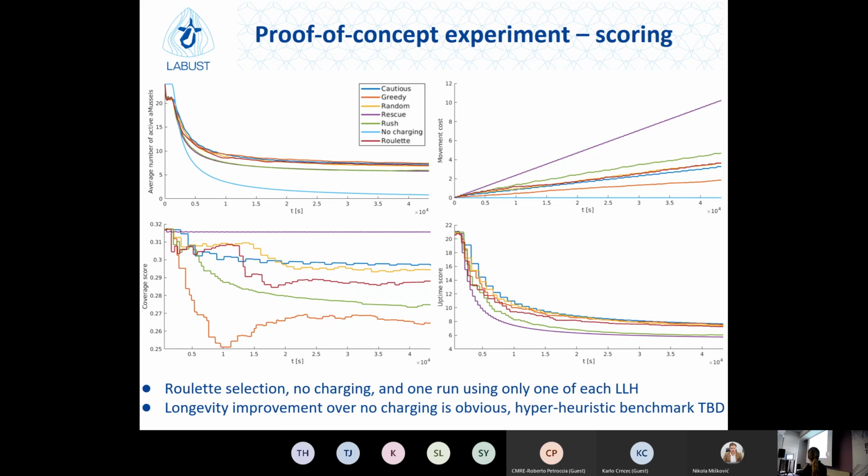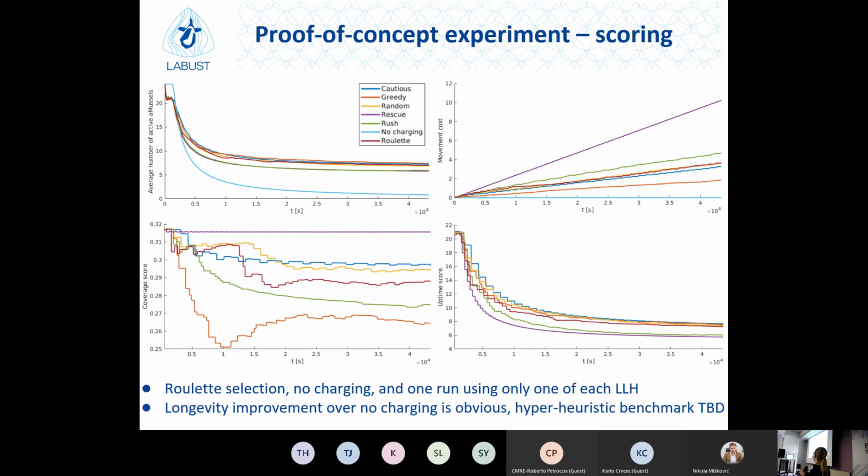So we have score based on how many aMussels were active. We have amount and movement cost, which we want to keep as low as possible. We have the area coverage of the aMussels, and we have the uptime score of the aMussels performing useful work.